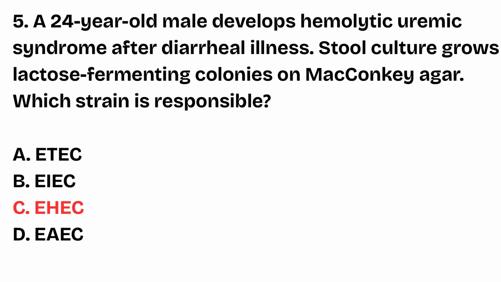Enterohemorrhagic E. coli produces Shiga-like toxin, which damages the endothelial cells and causes hemolytic uremic syndrome. It shows lactose fermentation on MacConkey agar and appears as pink colonies.